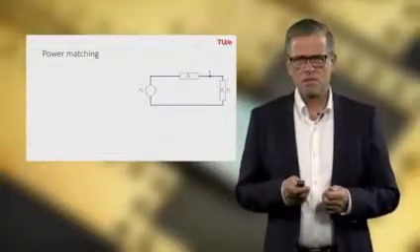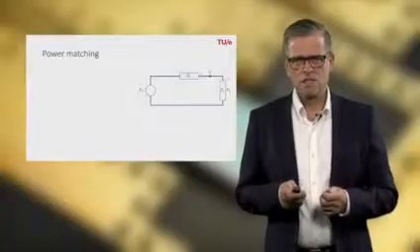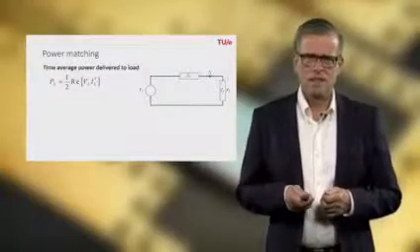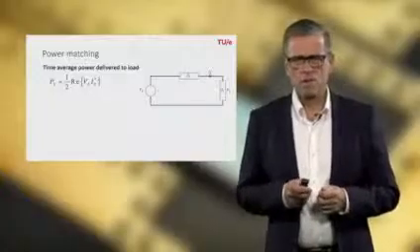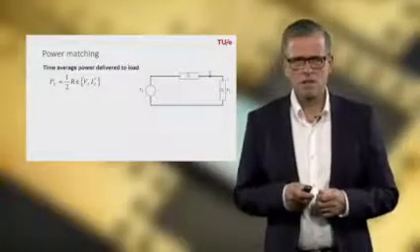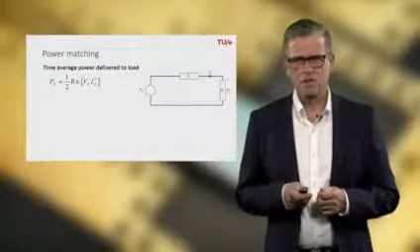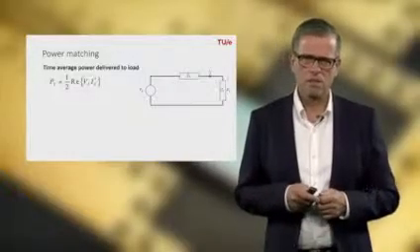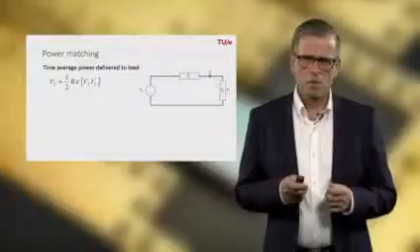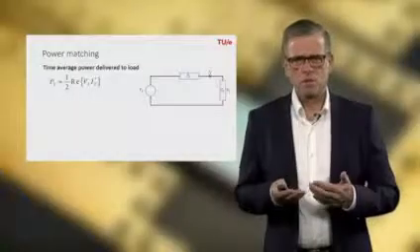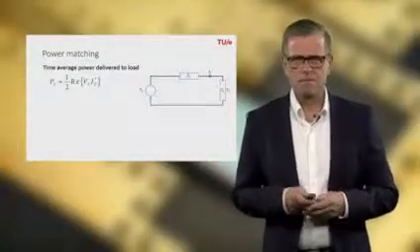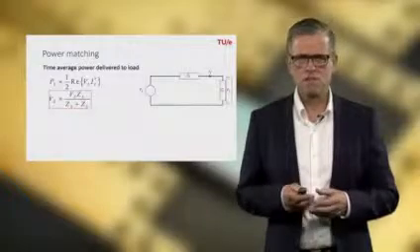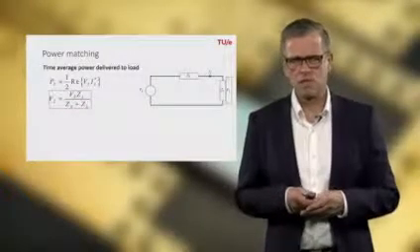The power delivered to the load, to the impedance ZL, is found in this way. It's the real part of the complex voltage across the load impedance and the complex conjugate of the current through the load impedance. We have to take the real part of it and divide it by 2 because we're talking about the time average power.